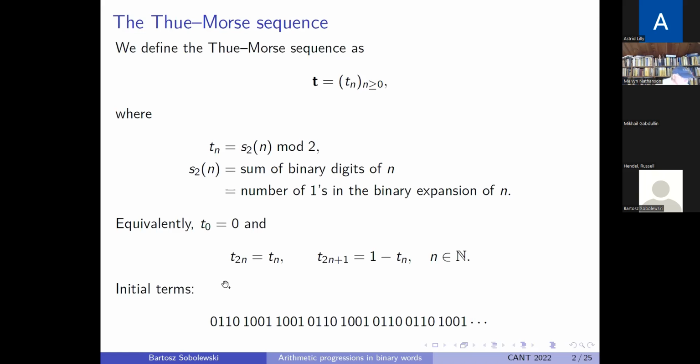And one can observe that if we take a block of length 2 to the power k from the beginning, then the next block of the same length is the negative of the initial block. So this is a way to generate the initial terms of this sequence quickly.